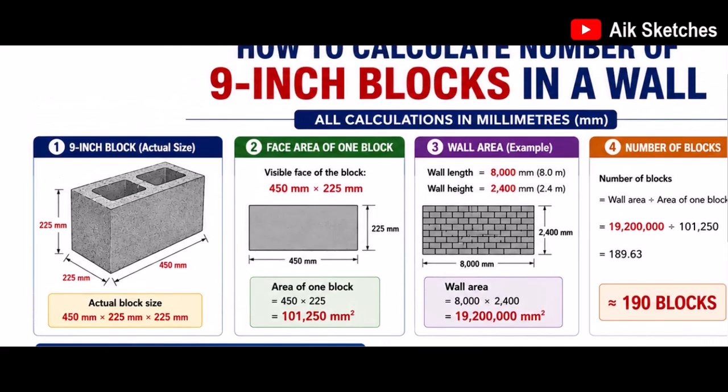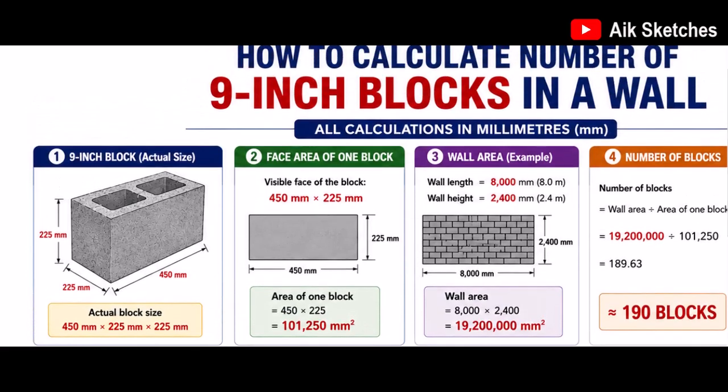Okay, so the area of one block, which is the surface area, the area that is being exposed, is 450 by 225 millimeter, which is equal to 101,250 millimeter squared. So that is the area of one.